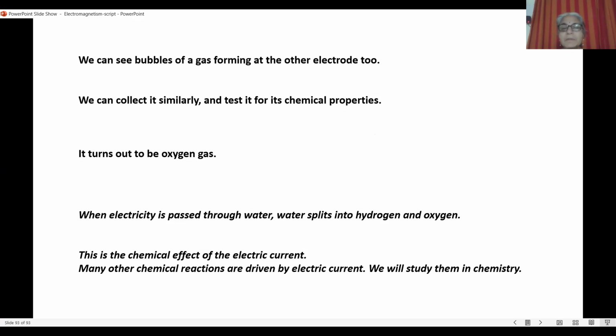When hydrogen burns and water forms, that's a chemical reaction. When water splits also, it is a chemical reaction. So electric current drives chemical reactions. This is the first of those chemical reactions driven by electricity. Later, we will see other reactions which are driven by electricity in a chemistry video. So this is the chemical effect of electric current. We stop here.